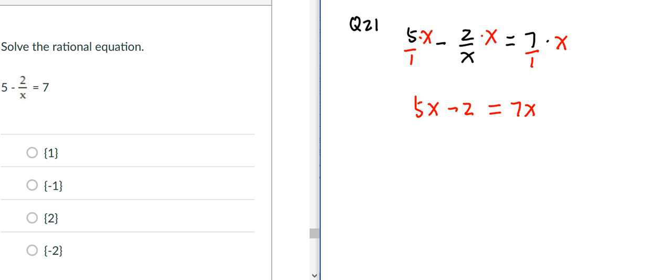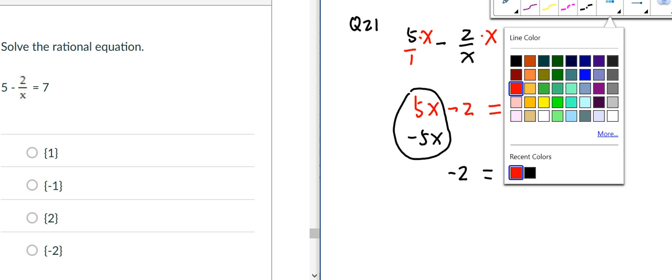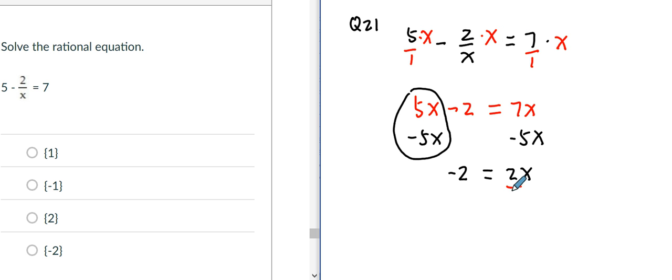So then, both sides subtract 5x. I then have a negative 2 on the left because they are cancelled. And on the right-hand side, 7 minus 5, that's 2 times x. So then what I do is divide both sides by 2.